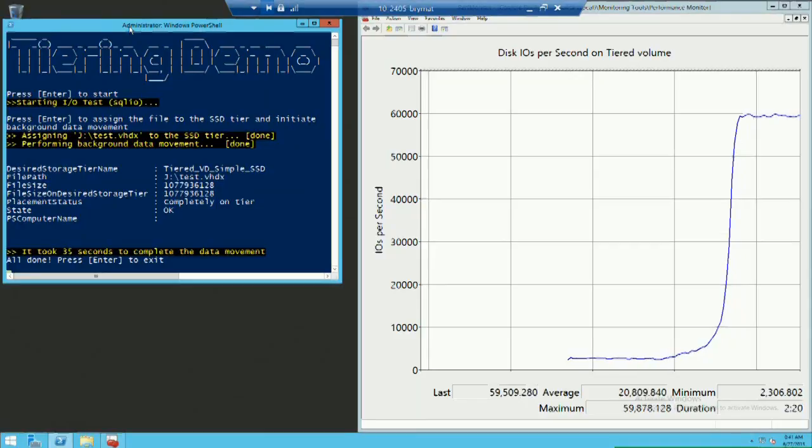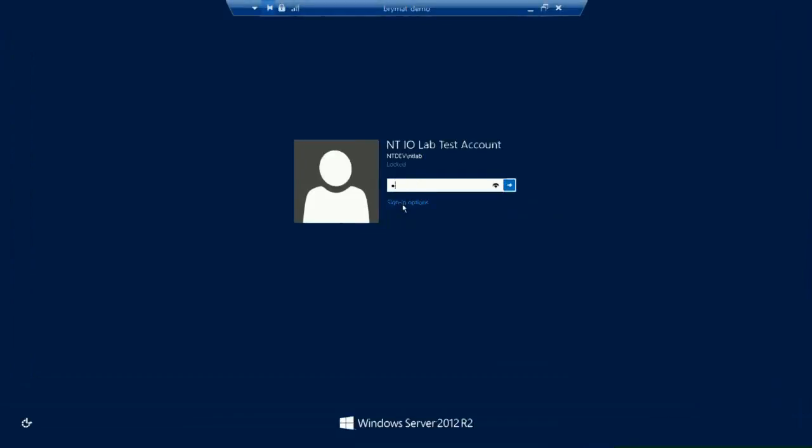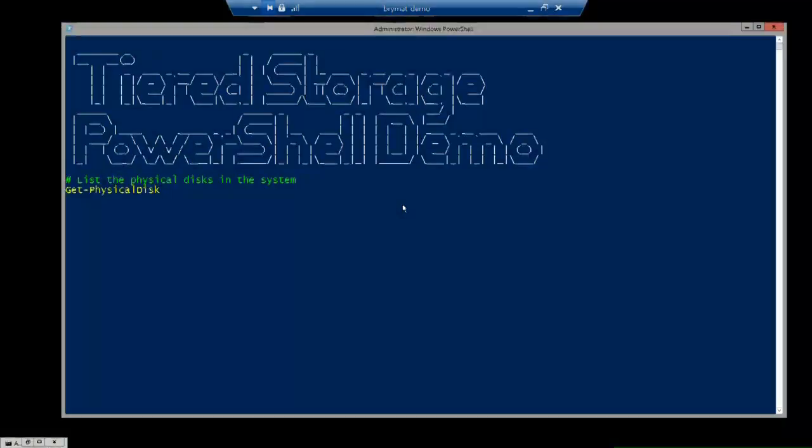I was doing 2,600 IOPS per second before, and now I'm doing 60,000 IOPS per second. It was a seamless transition. There was no break in this line here. This workload was always running. Now I'm going to do a little PowerShell just to show you how I would actually deploy this.